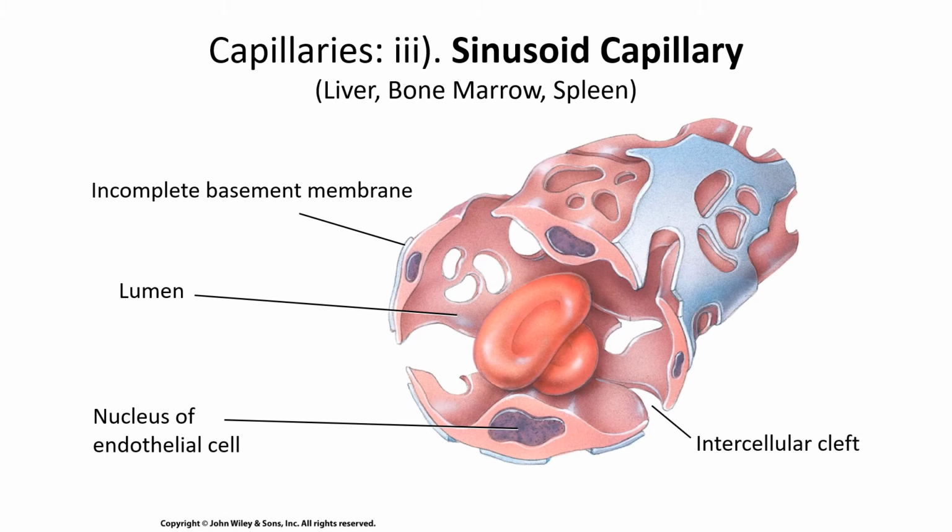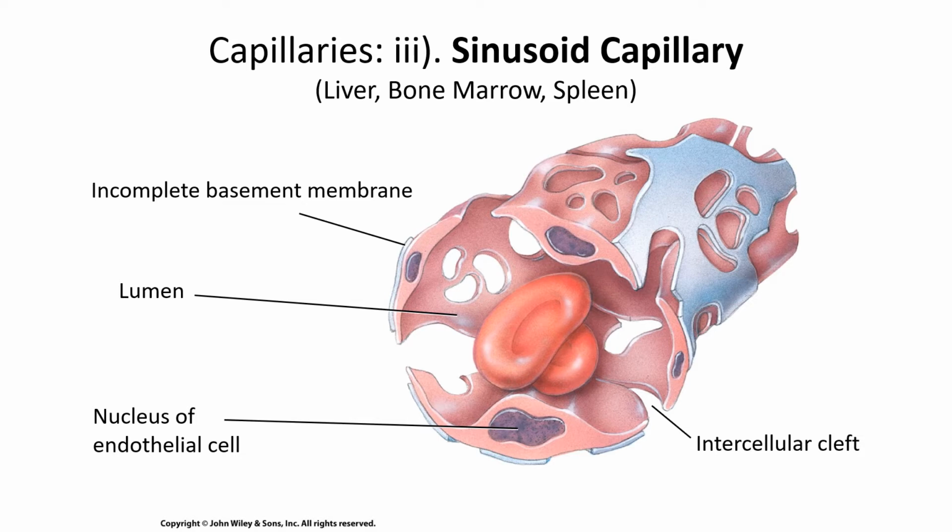Lastly, we have sinusoid capillaries. These capillaries are full of big gaping holes. The holes are big enough to allow red blood cells to move in or out of the vessel. And that's why these holes exist. So we find these capillaries in the liver. Used up red blood cells will pass through these holes into the liver and they'll be gobbled up and broken down by macrophages. We find them in the bone marrow and also in the spleen, which are sites of red blood cell production. So the red blood cells have to get into these vessels by passing through these big holes.